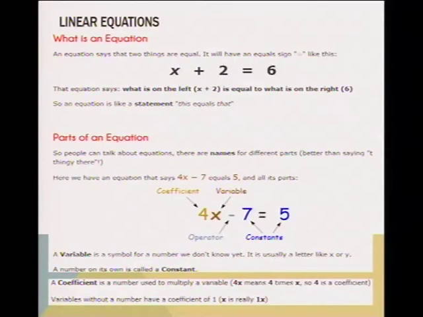Okay? We move on to linear equations. Okay? What is an equation?